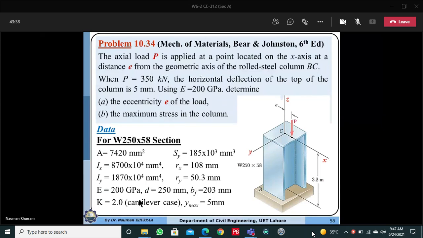The column is a cantilever because one end is fixed and the top end is free, so the K value will be 2. The maximum deflection is given at the top surface, 5 mm. In the case of a cantilever column, maximum deflection will always be at the free end, but in the case of both ends fixed or pinned, maximum deflection will be at the center. The first part is that we need to determine the eccentricity, so surely we need to use the secant formula.